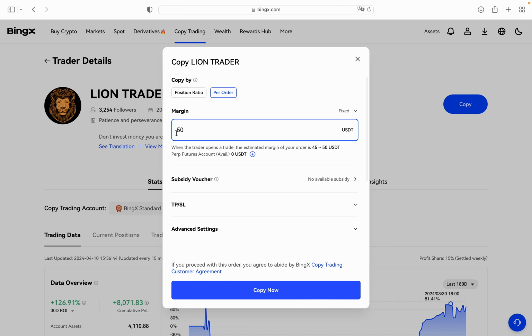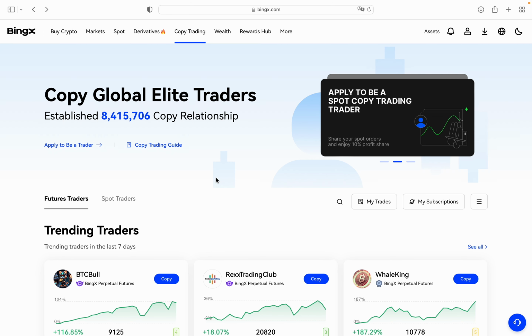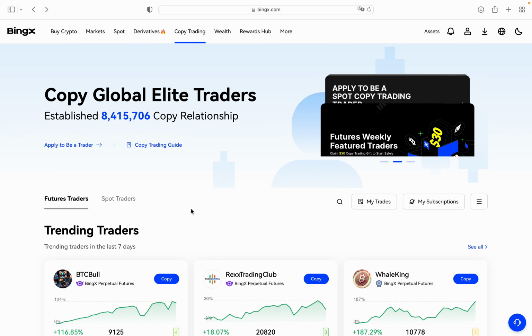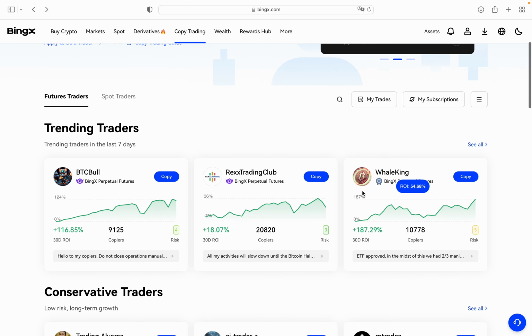But if you have a smaller account, I think this makes more sense. For example, you have $100 in your account, and then I want to copy the trader with like $10, so 10% maximum. And if you decide to copy the trader per order, you then click on copy now. So I showed you how to copy trades and find a pro trader. As I said, I think this is the most important step, to select a trader which is fitting your personal strategy.